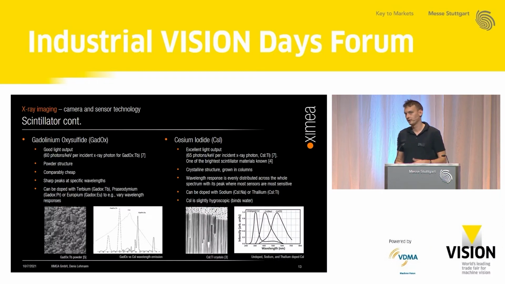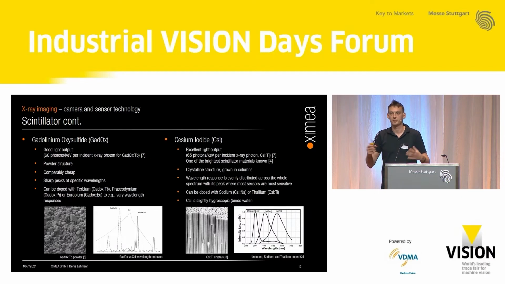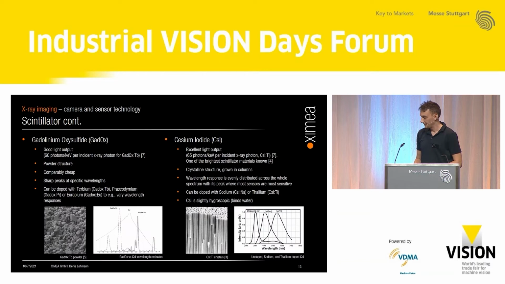Both of them have a very good light output when they are being hit by X-rays. CSI is in fact one of the brightest scintillator materials known. While GADOX generates sharp peaks, as you can see there in the second graphic, CSI generates more like an evenly distributed spectrum of light across the whole spectrum. And CSI has its peak where most sensors are most sensitive, so round about at 585 nanometers.